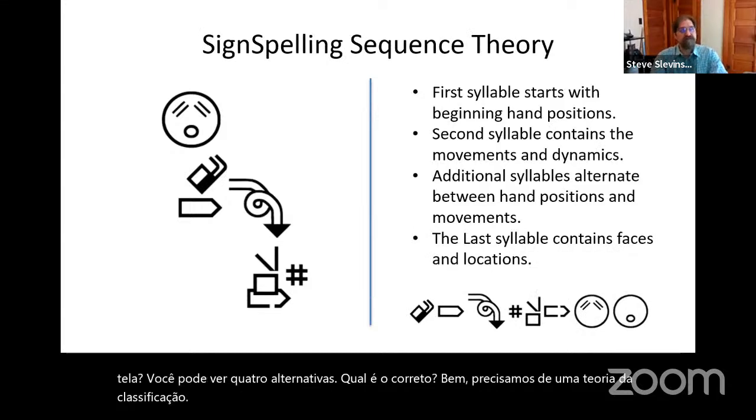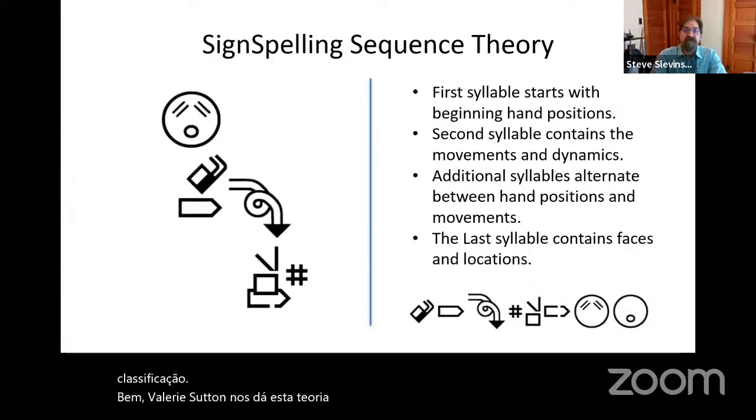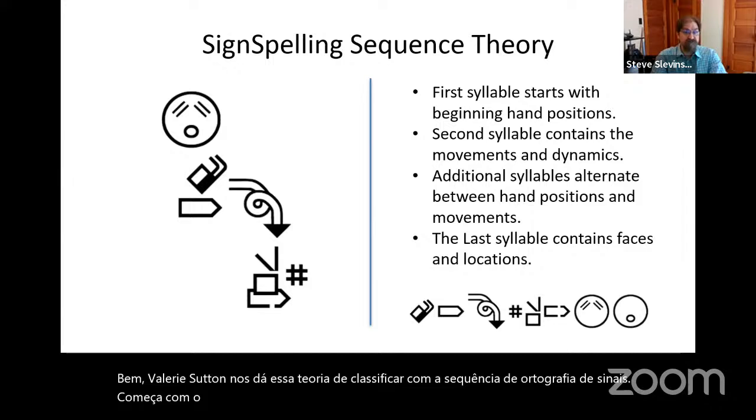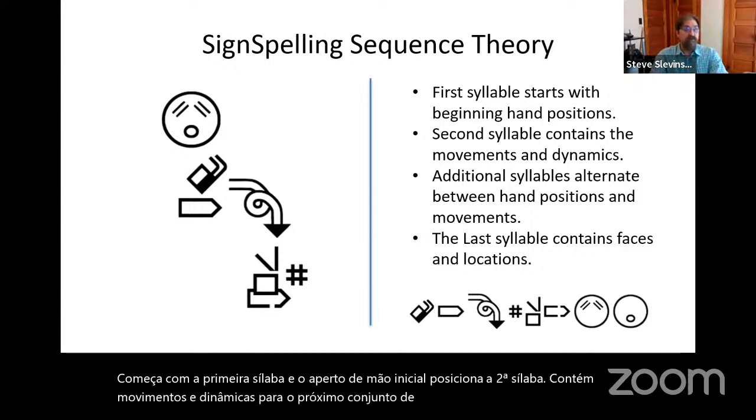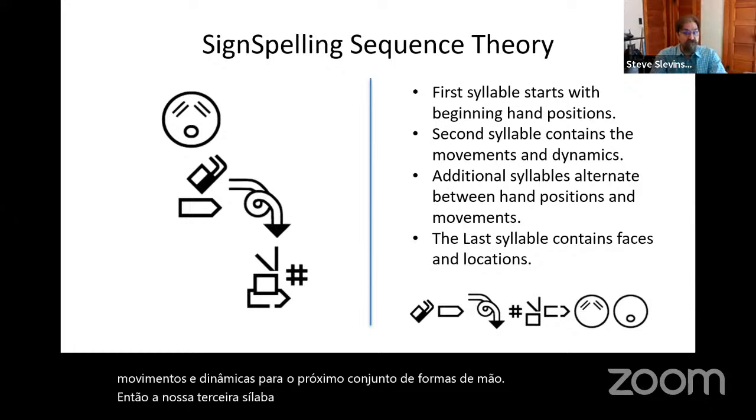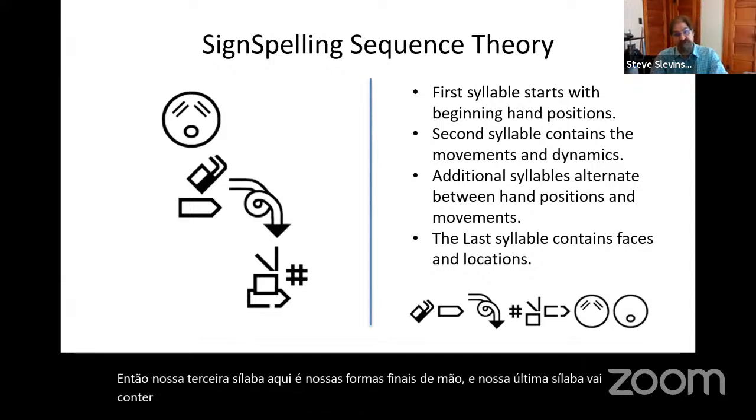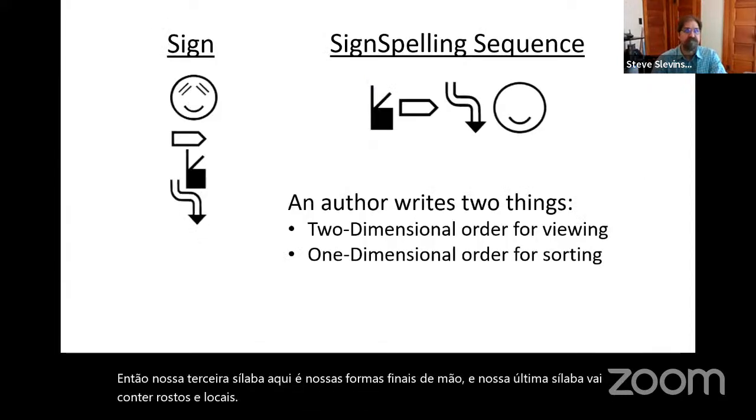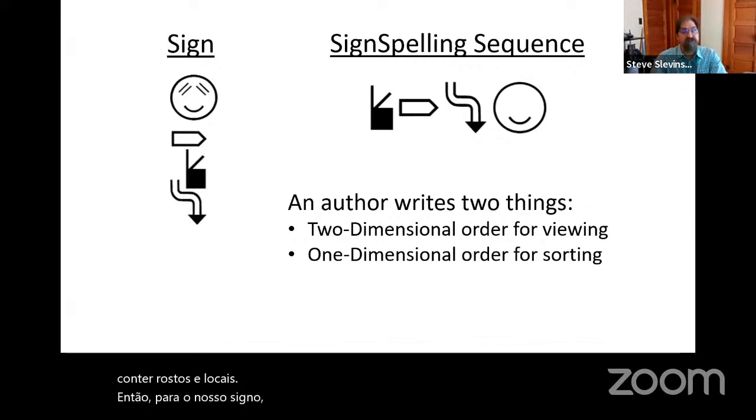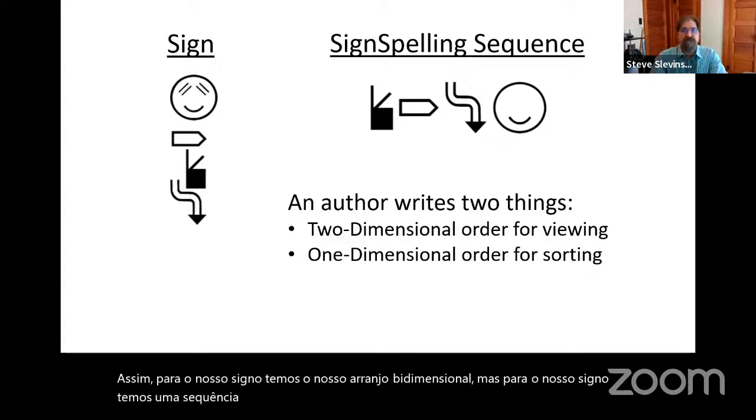Valerie Sutton gives us this theory of sorting with the SignSpelling Sequence. It starts with the first syllable and the beginning hand-shape positions. The second syllable contains movements and dynamics to the next set of hand shapes. Then our third syllable here is our ending hand shapes. And our last syllable is going to contain faces and locations. So for our sign, we have our two-dimensional arrangement, but for our sign spelling sequence, we have a one-dimensional arrangement of symbols.